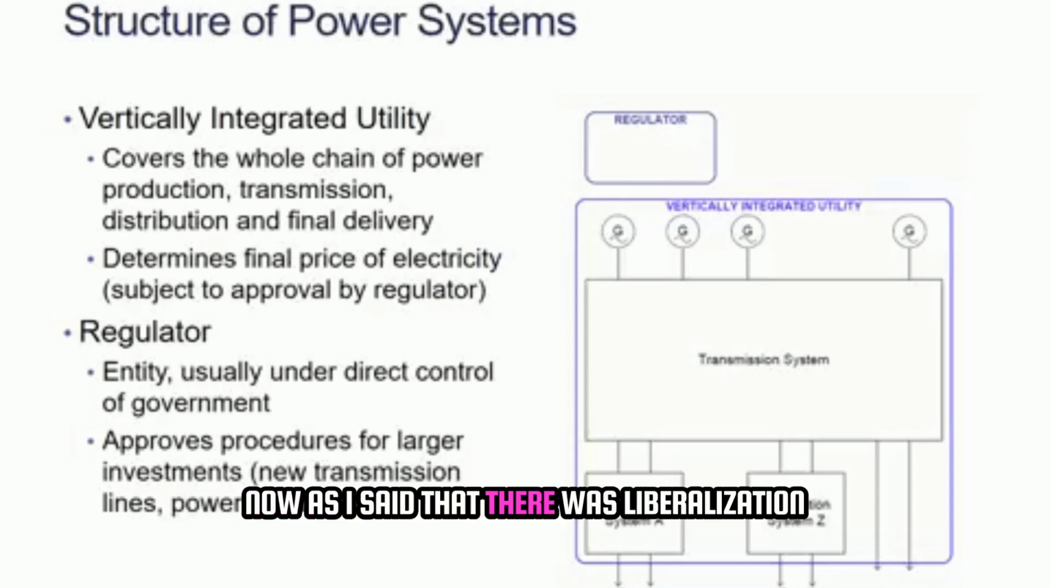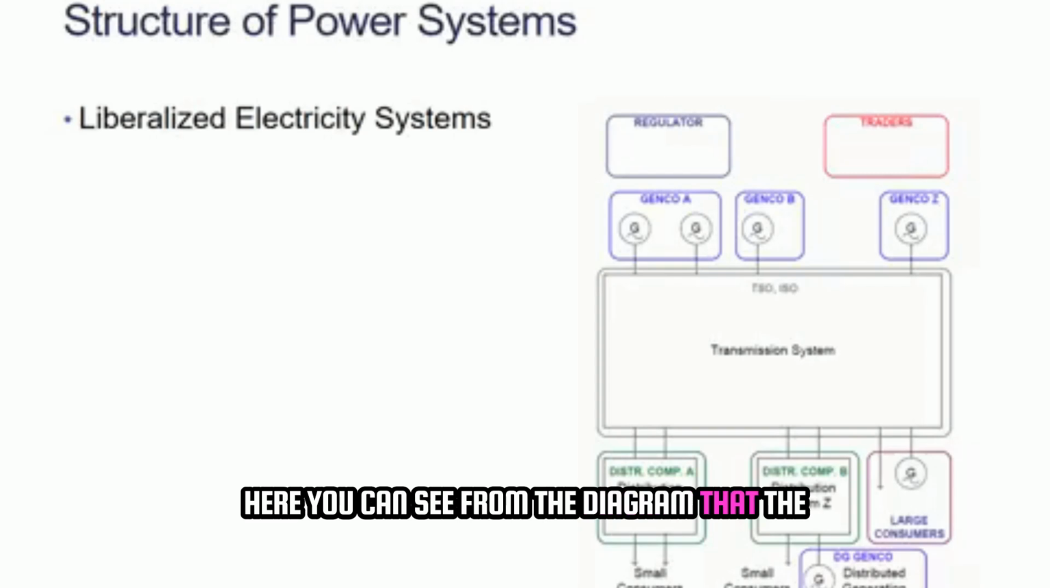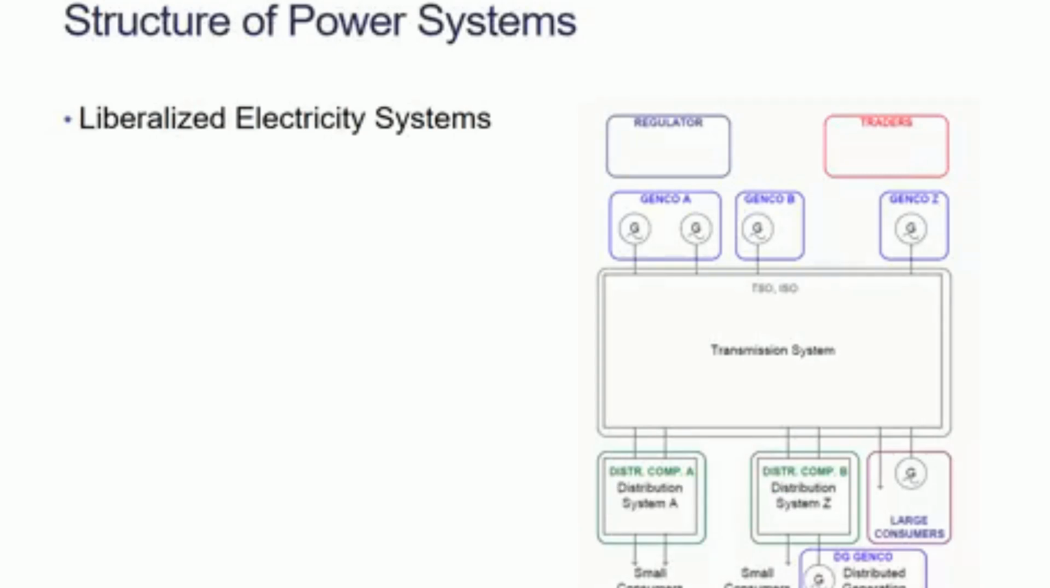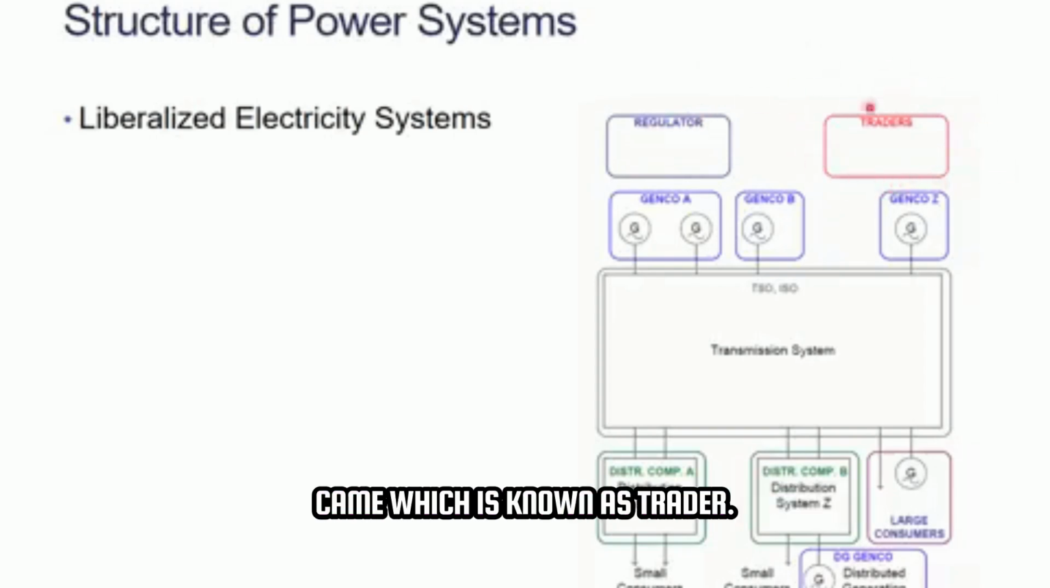Now, as I said, there was liberalization, and after the liberalization a lot has changed. So let us see the liberalized electricity systems. Here you can see from the diagram that there is one regulator that was there previously. There is a new entity which came, known as the trader. There are many generation companies which came into existence. These can be owned by the government, by private companies, or even by individuals, small scale individual owners.